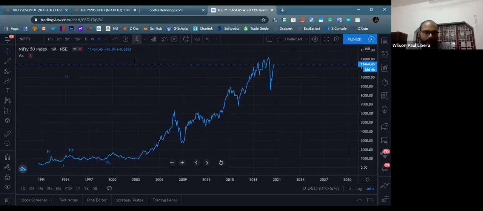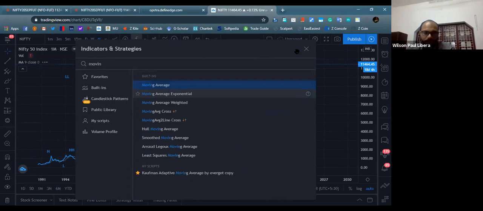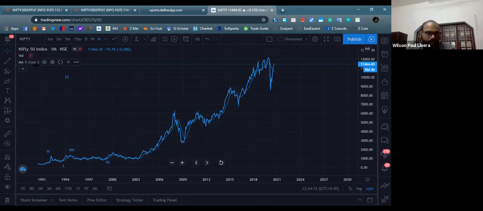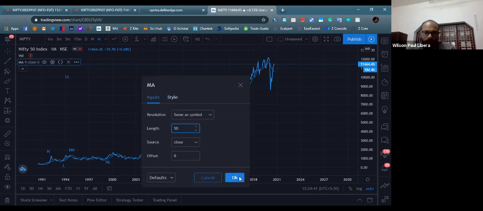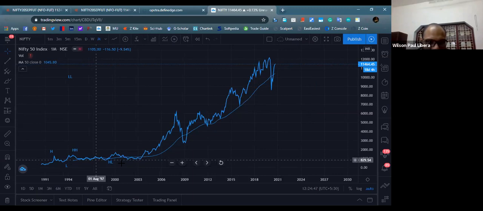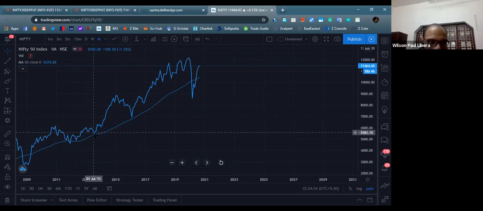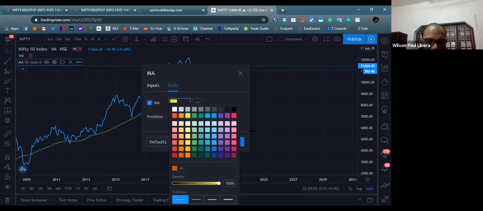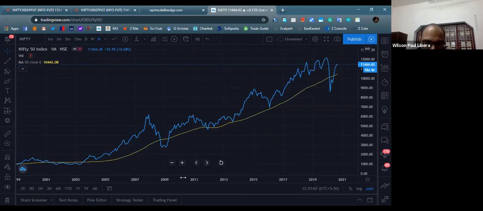I'm going to the indicators and strategies, and then looking for moving average. I'm plotting two moving averages. So that's enough. Again, you can see how well this moving average works like a trend line. See, in this area, the prices took support from the moving average. So the thing you can see in the yellow color is the moving average.